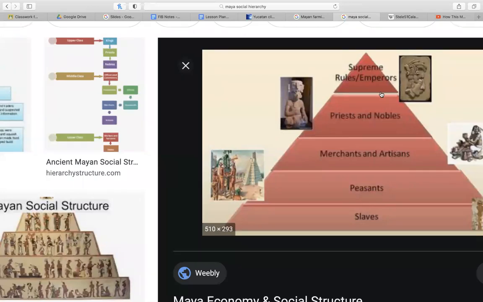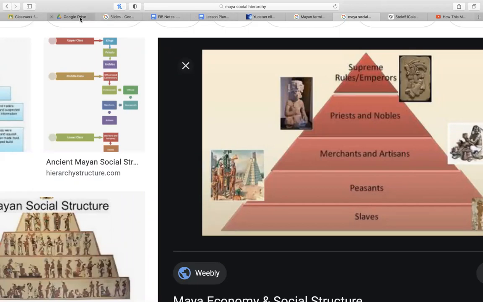So, what does this remind you of? What other social hierarchy looked very similar to this? If you're thinking the early Middle Ages, you would be right. So, the early Middle Ages, much like the Maya, had this system. Instead of a king being at the top, it was instead the supreme rulers, emperors at the time. So, very much like the kings of early Middle Ages. And then they had their priests and the nobles, merchants and artisans, and peasants and slaves.